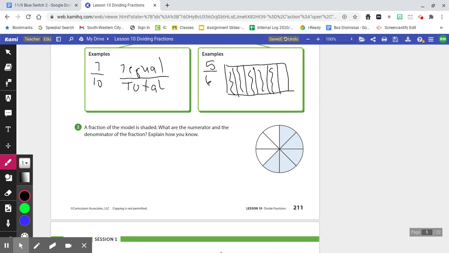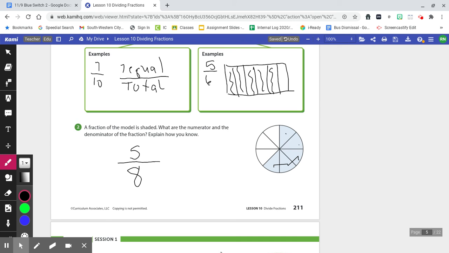Number 2, a fraction of a model is shaded. What are the numerator and the denominator of the fraction? Explain how you know. I would like you to write this down and then check it with your answer. I should have said my numerator is 5 because I have 1, 2, 3, 4, 5 shaded in out of my total 8. You should have written 8.